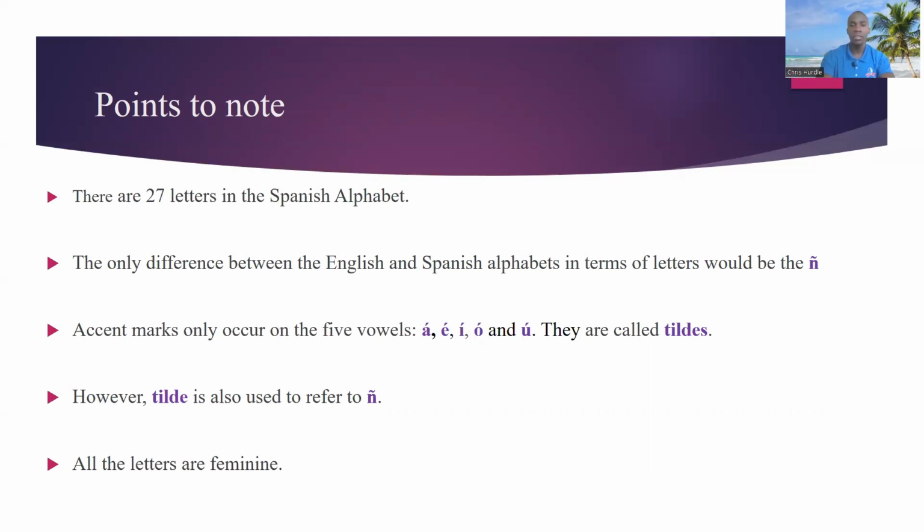Now accent marks, which would be those acute accents, you will find those on vowels. And all those mean is that that particular sound needs to be stressed or emphasized, okay? And they are called tildes. However, tilde is also used to refer to the Nye, all right? The Nye with the squiggle line, it's also referred to that. That squiggle line is also called tilde. So both of those are called tildes, but you would know the difference based on context because the acute accents can only occur on vowels, right?